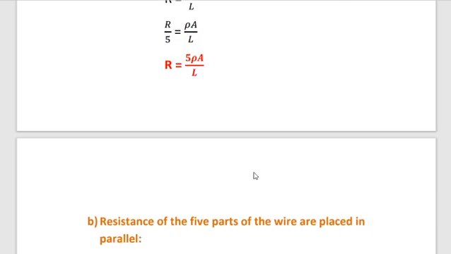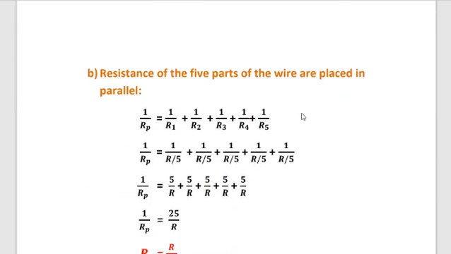Then the question B, resistance of the 5 parts of the wire are placed in parallel. So 5 parts of the wire connected in parallel means what is the total or effective resistance? What is the formula for the resistors connected in parallel? 1 by Rp is equal to 1 by R1 plus 1 by R2 plus 1 by R3 plus 1 by R4 plus 1 by R5.